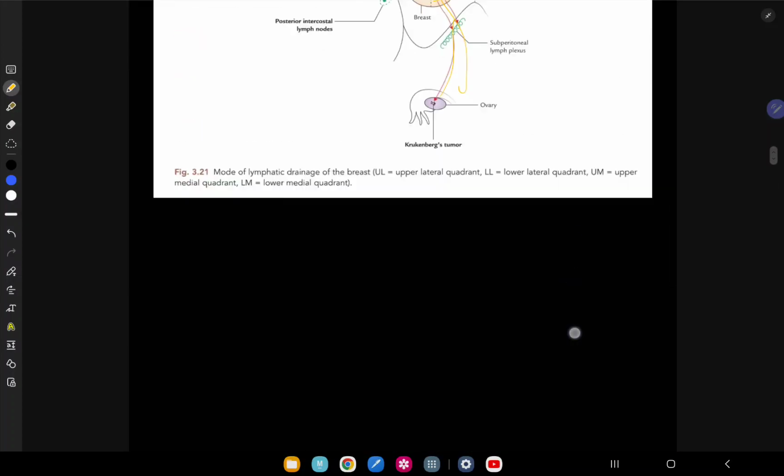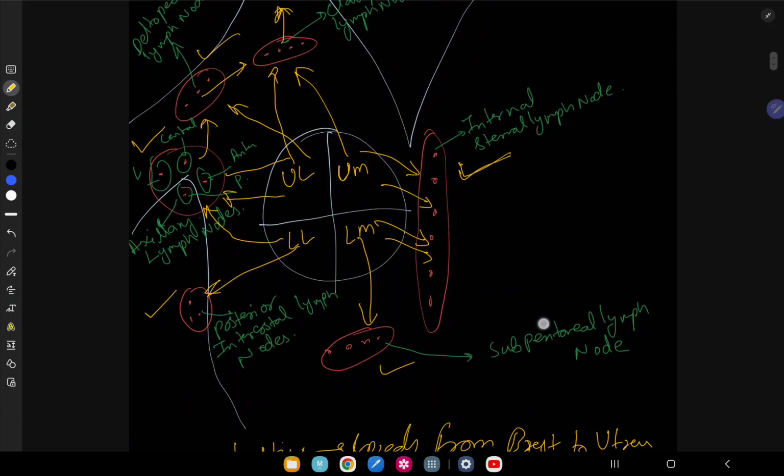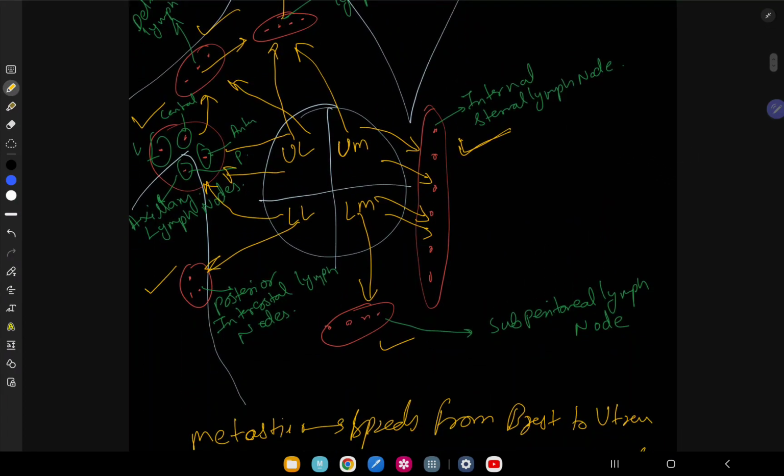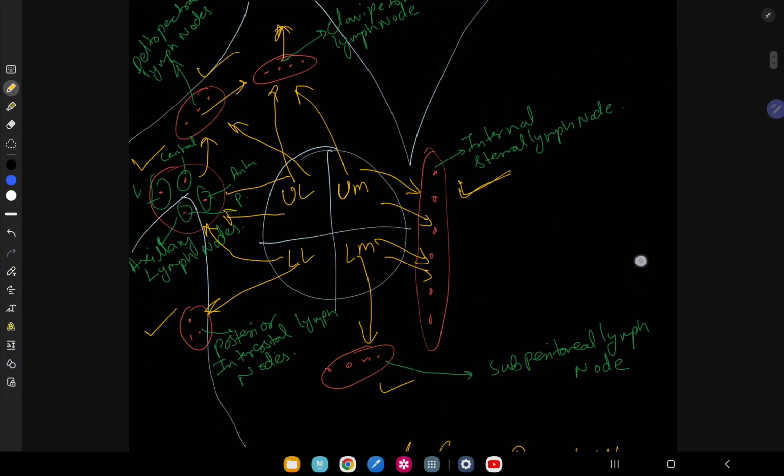So please go through it. It is a complete lymphatic drainage of breast, and I think that the diagram is sufficient in its own.